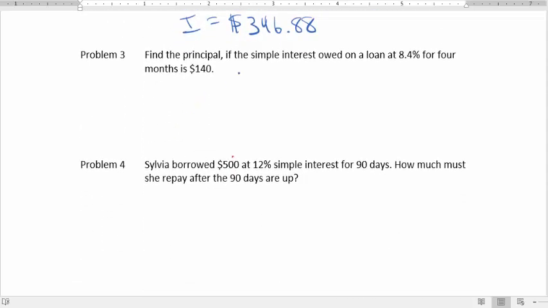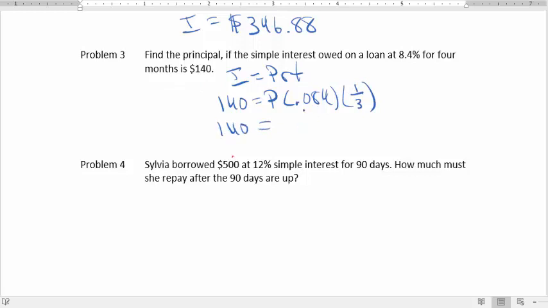And then we have one where we have to find a principal, but again, you're doing I equal PRT, never lose the formula. I know the interest in this case is 140. You have to dig for it a little bit, but you find it. The principal is what I'm finding. The rate is 8.4%, which is 0.084. And the time is going to be 4 months, which we just said before is 1/3 years.